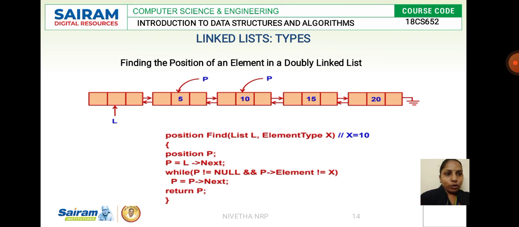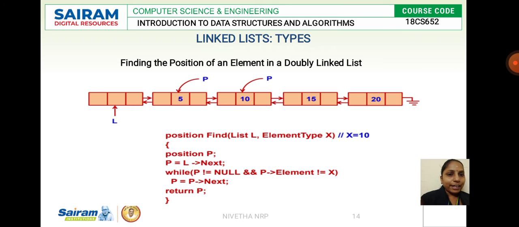We'll see an example for it. We have 4 elements here: 5, 10, 15 and 20, and we are supposed to find 10. We are going to find the position of 10. Now what we do, first we initialize the list and P will be started with the first node.